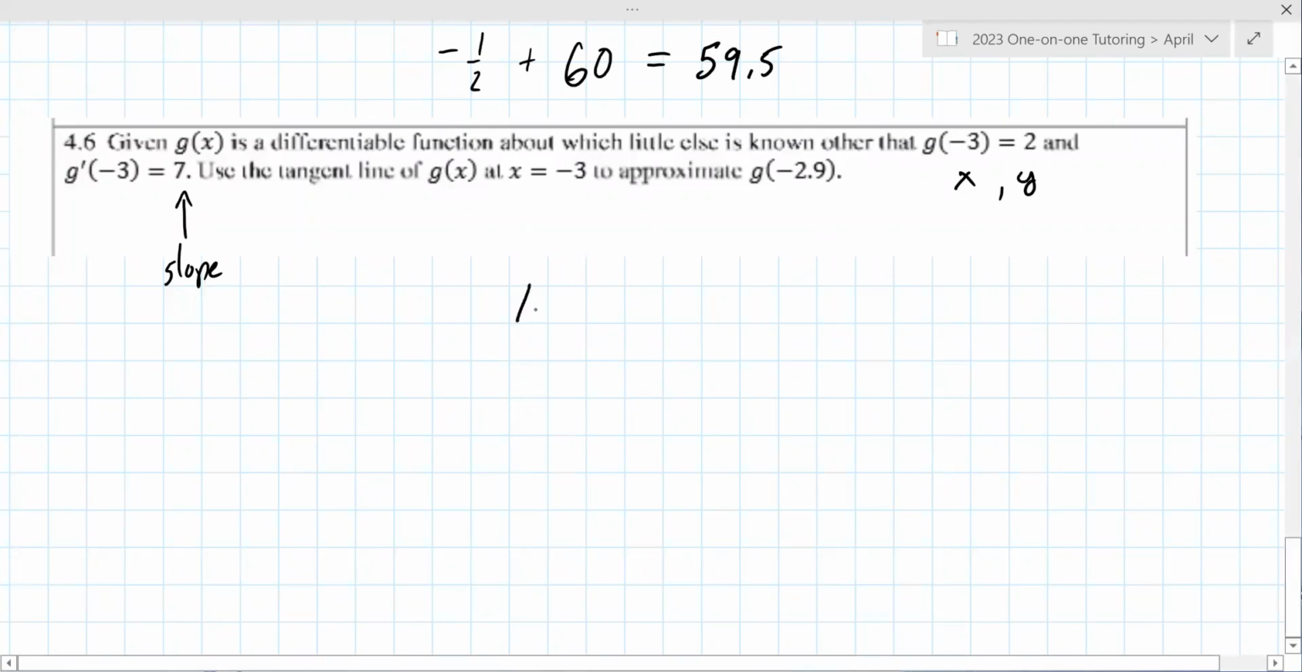Use the tangent line of g of x at x equals -3 to approximate g of -2.9. So to do this, you first have to write the equation of the tangent line. Isn't that a pretty simple question? Well, there's a lot of ways to answer that. Maybe relative to everything else, sure.